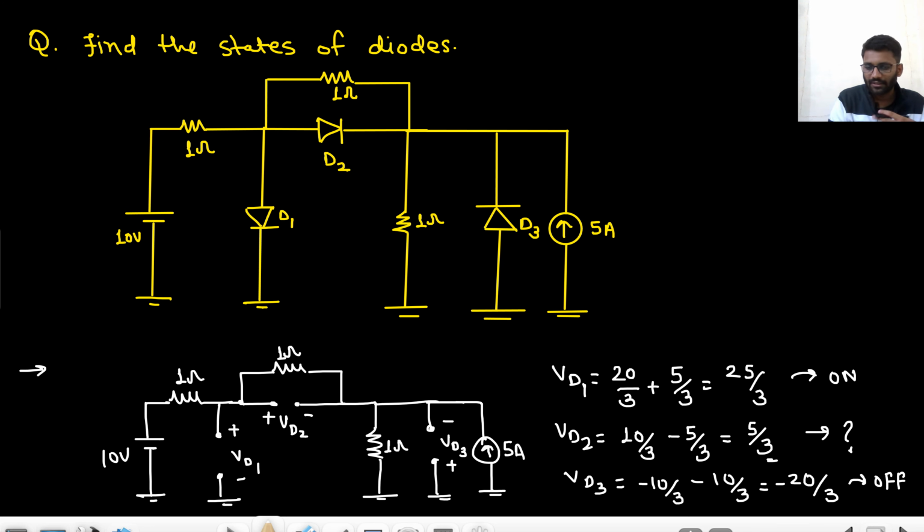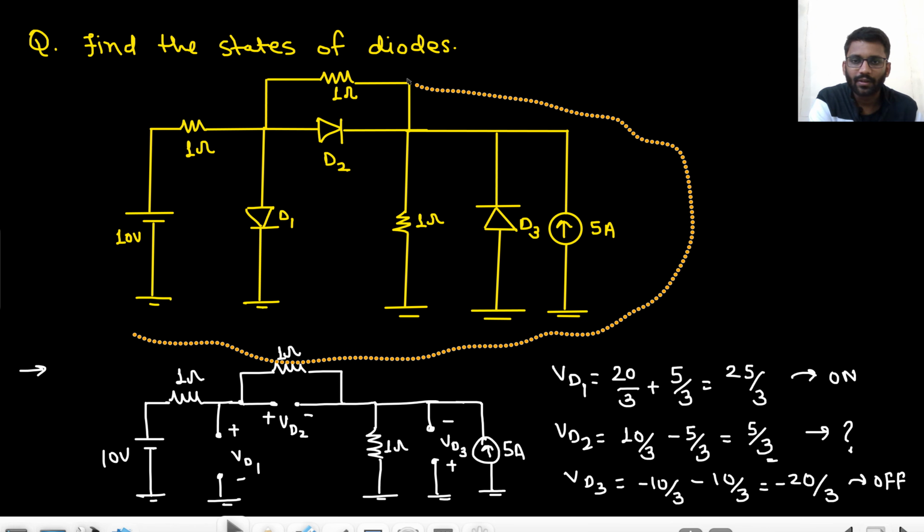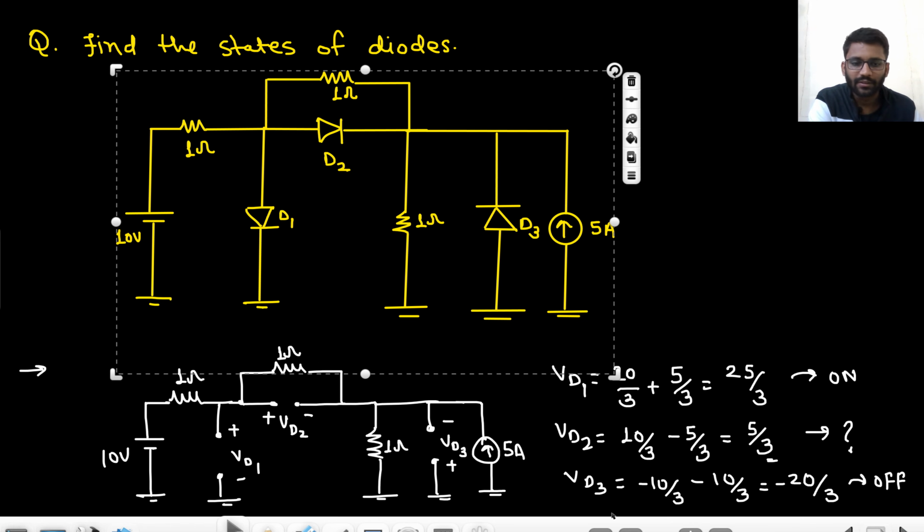Let me recheck once. 10 by 3, and because of this here I am having the current. So yeah, that would be 5 by 3 ampere current only, and 1 voltage drop. Yeah, everything is fine, I guess. D1 is on, D3 is off. We don't know about VD2. Okay, so now we will make the circuitry. I guess I can copy this only. I will not redraw. I will just copy this on the next page.